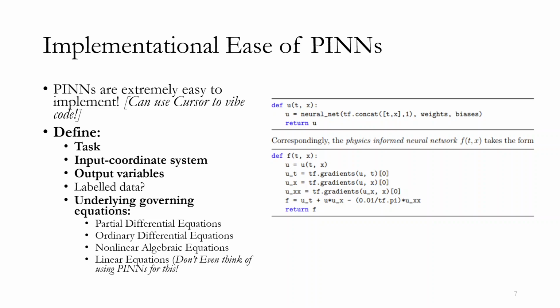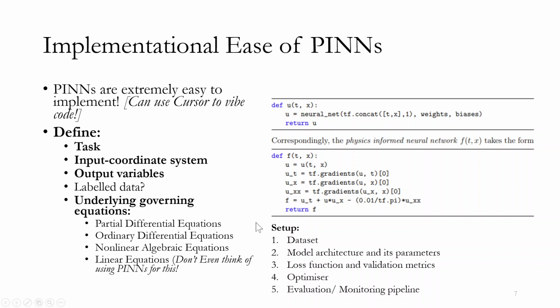Yeah. So now we could actually look at the walkthrough. For the setup, you basically need a data set, the model architecture and its parameters, the loss function and the validation metrics you're considering, the optimizer you want to choose, and an evaluation monitoring pipeline. But for this setup, we'll keep it as simple as possible and try to build intuition on how a simple feed-forward neural network itself, the same core code, can be repurposed for different physics, which has a lot of power in terms of flexibility.